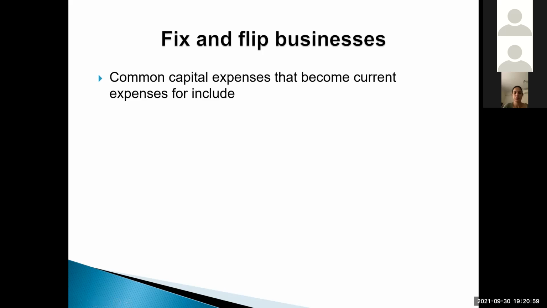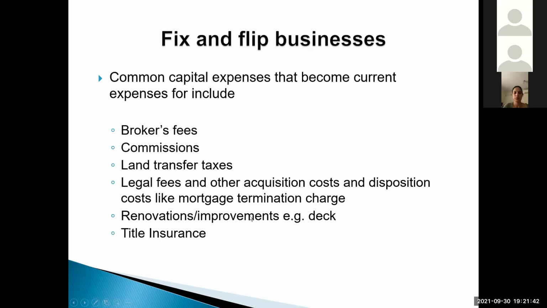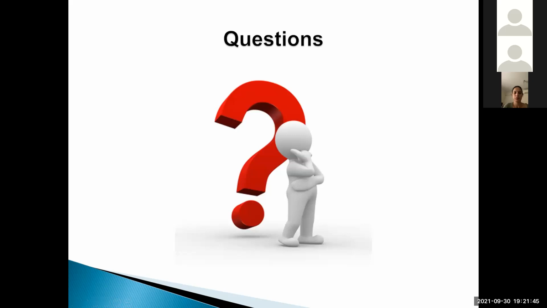So fix and flip businesses have many of the same expenses that are available, but some of the ones that I just mentioned that have to be capitalized and written off over a longer term become current expenses. And that just means you can write it off in the year that you spent the money. So this would be things like broker's fees, real estate commissions, land transfer taxes. In this case, you do get to write off those legal fees right away. And if there's any penalties for breaking your mortgage early, that sort of thing. And renovations, like you put on a deck. And title insurance.